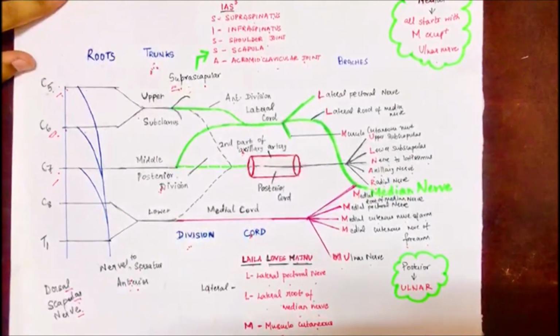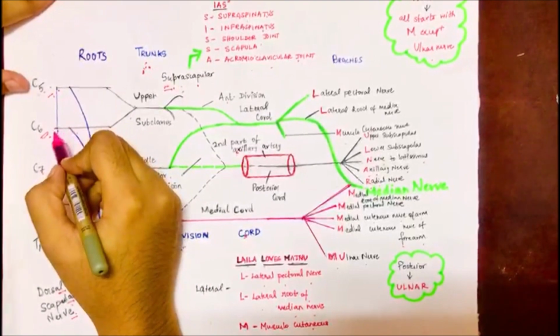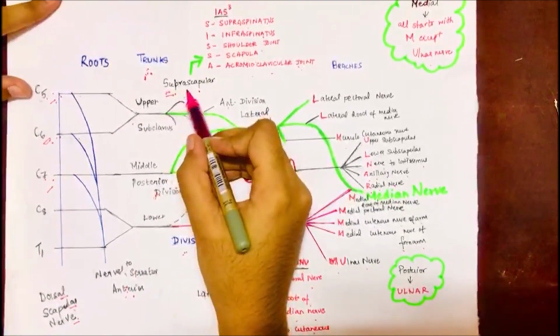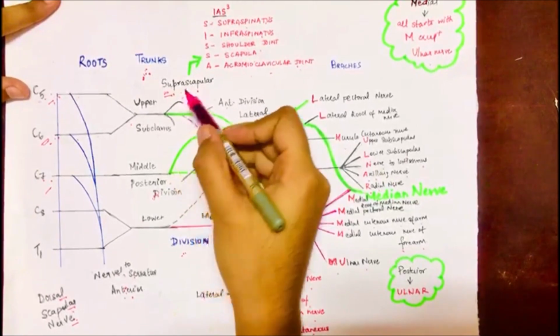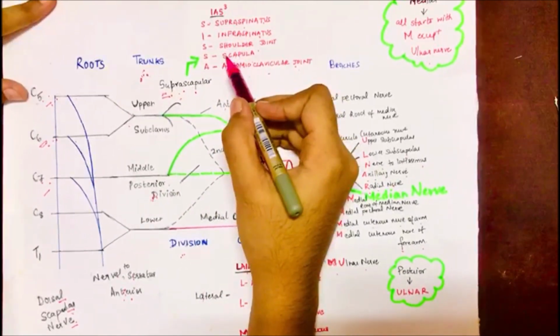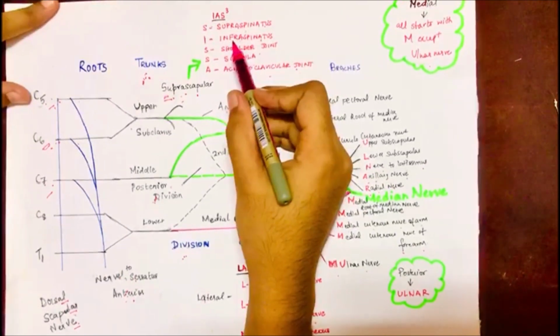Now, let us start with the trunk. The upper trunk, which is formed by the C5 and the C6. In this case, the nerve affected is the suprascapular and the muscles paralyzed are the supraspinatus and infraspinatus. Remember the mnemonic SIS, where S stands for suprascapular, I for infraspinatus and S for supraspinatus.